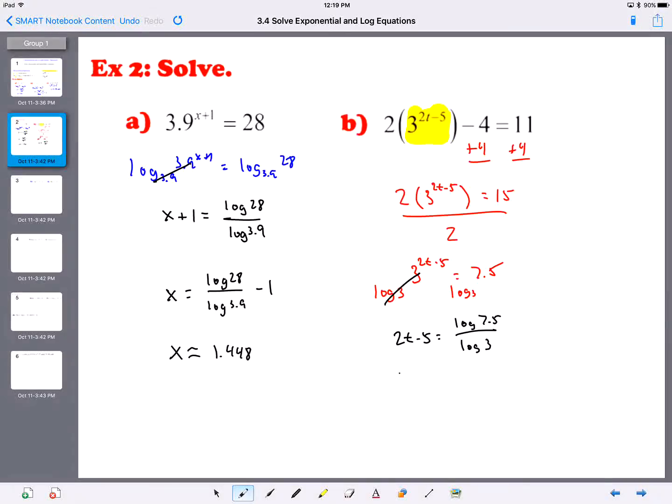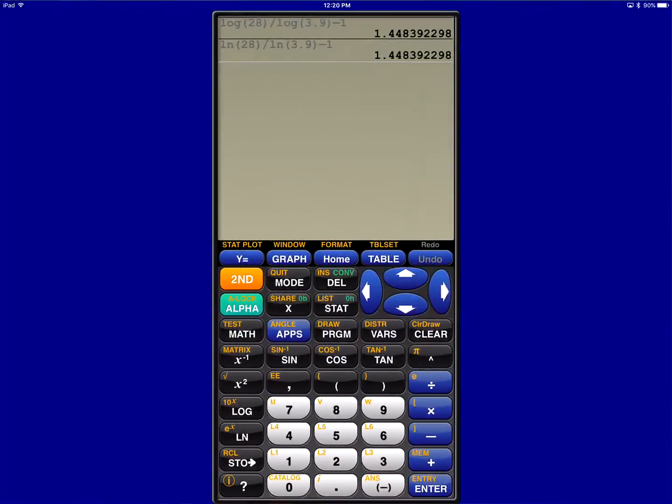So I'm going to continue to simplify before I plug in. So I would add 5 to both sides. So 2t is equal to log of 7.5 divided by log of 3, and then I had to add 5. And then my last step is to take all of that and divide by 2. And then I'll plug in. What I don't want you to do is take log of 7.5 and divide by log of 3.